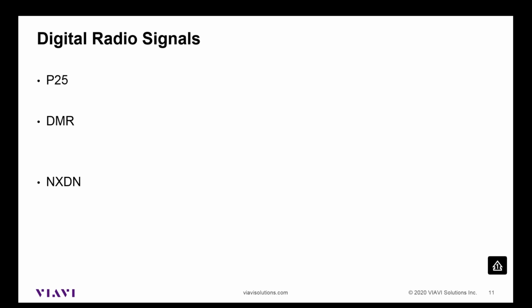So, digital radios in general, there are a lot of different protocols out there. The three that we're going to focus on today, or rather the three that what we're going to talk about today applies to most, are P25, DMR and NXDN.